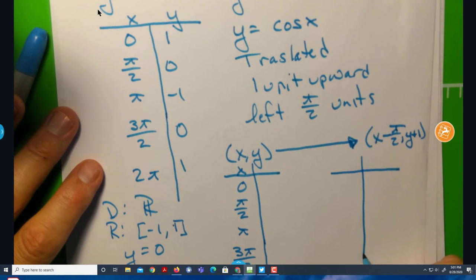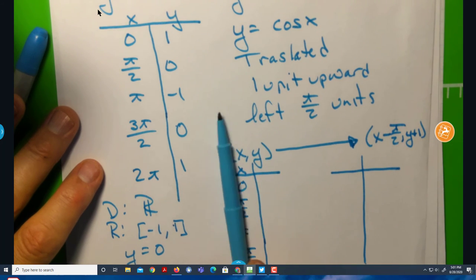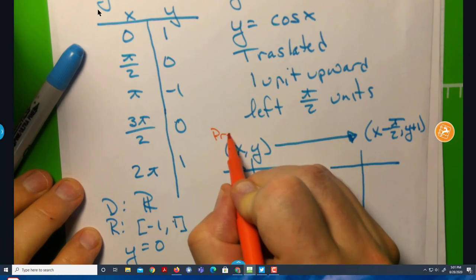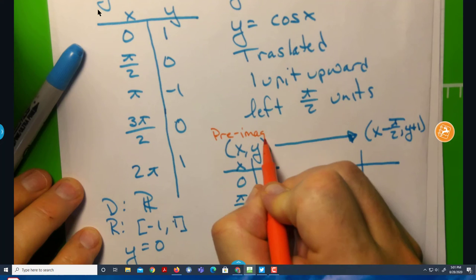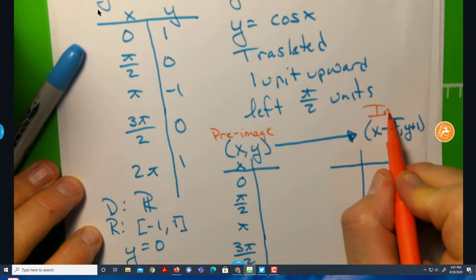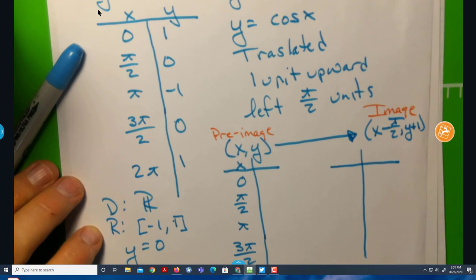In my image, so where you begin is your pre-image. Now, a couple students are struggling because they are not emphasizing the vocabulary, so they're getting confused. So you start with your pre-image. Where you end up is your image.